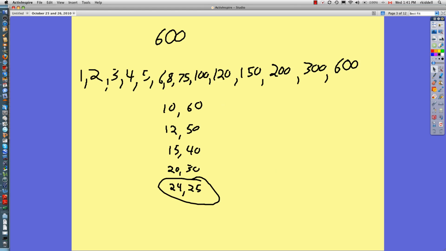Students asked me about all the factors in 600 and chuckled about that because there's so many, but I was pretty impressed that they picked up 24 times 25. I had missed it as we went through.